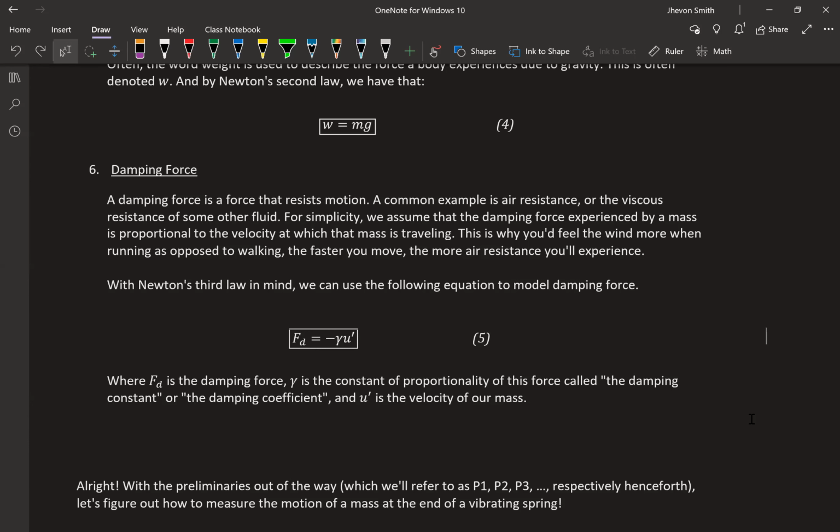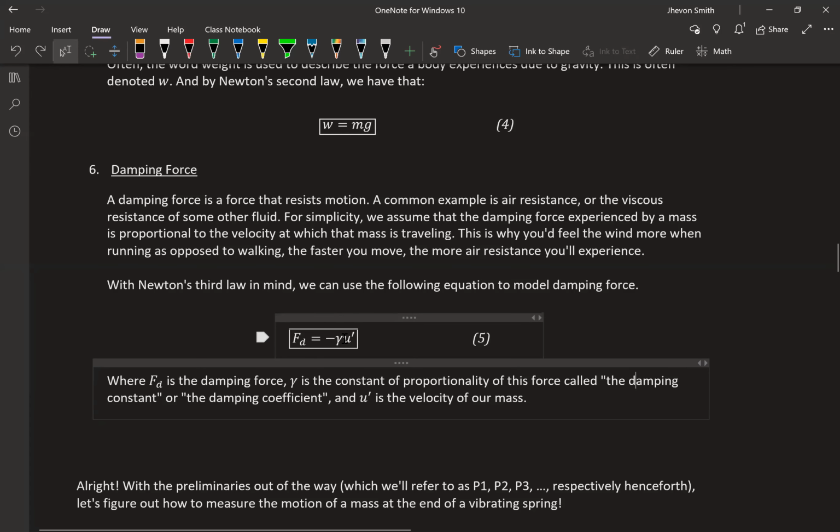You can also empirically verify that damping forces are proportional to the velocity, right? This is why when you're running, you feel more wind in your face than when you're walking. You experience more air resistance when you're running faster than when you're moving slower. It's because the resistance you experience in a medium becomes greater the faster you're moving through that medium, greater in a proportional sense. Basically, this is saying if Fd is the damping force, it is going to be proportional to the velocity of our system, which is u prime.